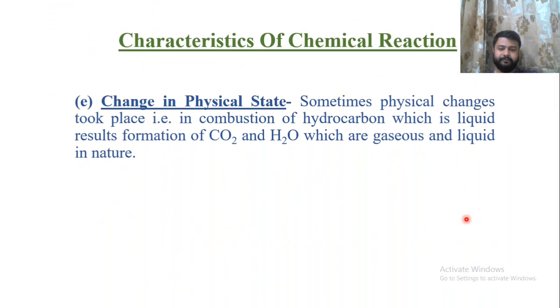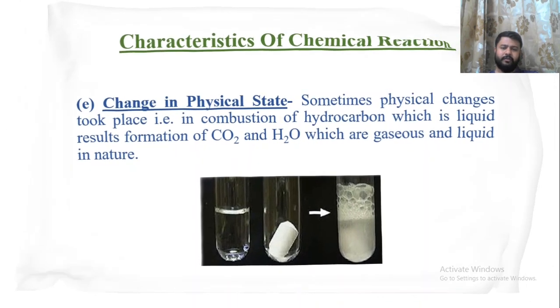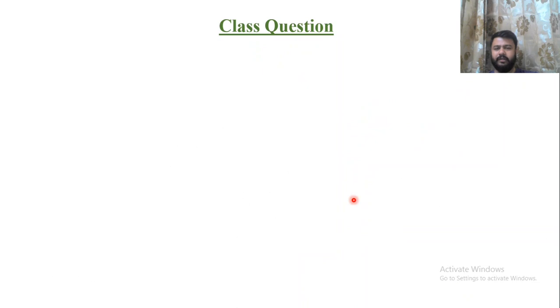Then we have change in physical state. Most of the hydrocarbons are liquid in state. Whenever they react with oxygen, or whenever there is a combustion of hydrocarbon, they convert into carbon dioxide and water, which are gas and liquid in state. You can clearly see in this picture, this is liquid, this is solid, both are combining together and forming gases and liquid. So there is a change in physical state of a chemical substance. So these are the evidences of a chemical reaction.